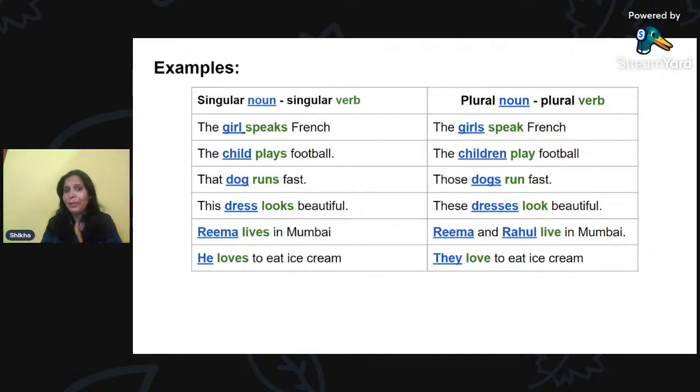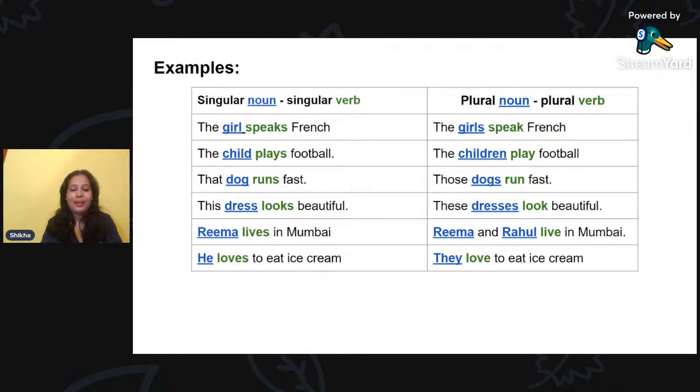But say, for example, if we had used Rima or Rahul, then what would we have used here as a verb? We would have used lives. Why? Because we are using "or". We are either talking about Rima or Rahul. We are not talking about both of them.